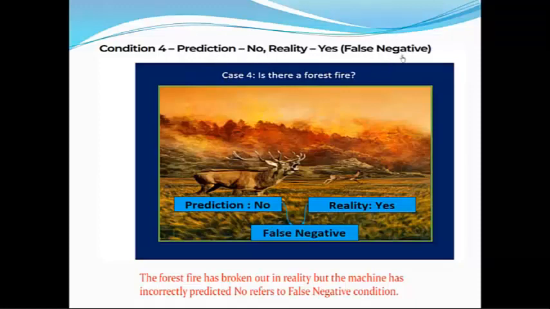So these are the small things by which we can remember. These are the simple formula. Prediction is no, that means here the negative will come, and when the prediction and the reality answers are not same, the false will come. So this condition is known as false negative. FN, false negative. All right.